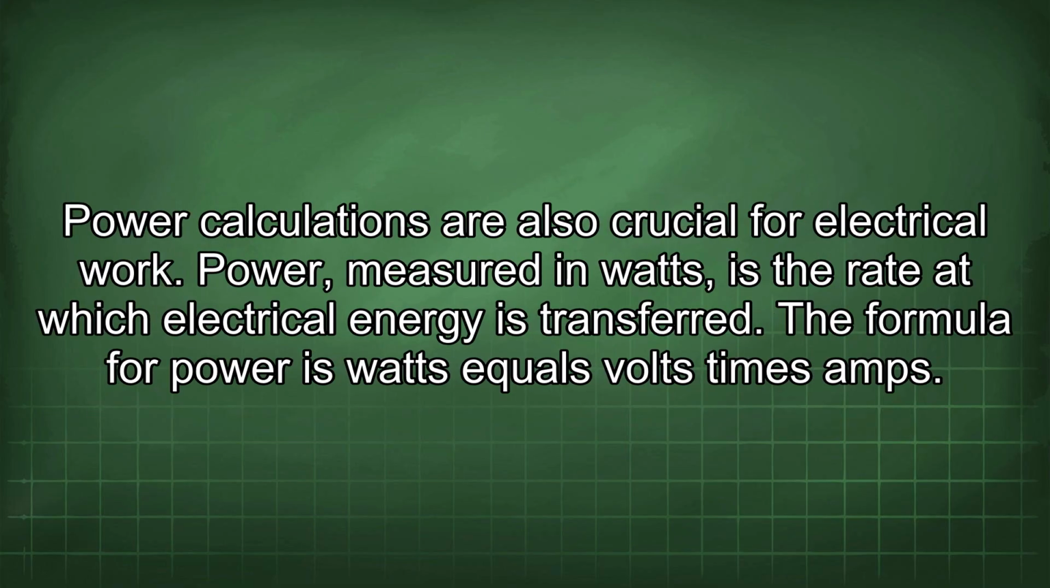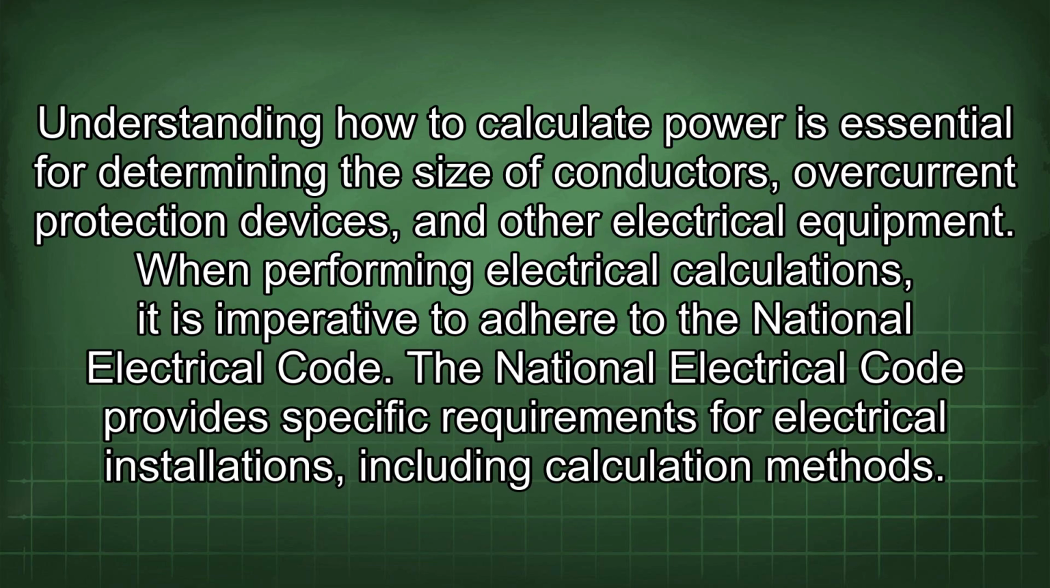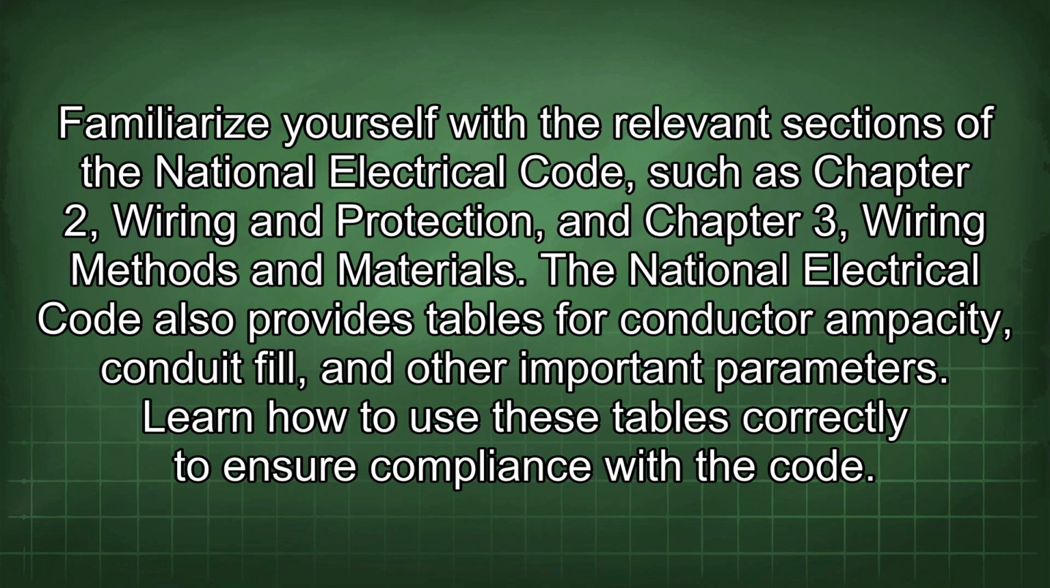Power calculations are also crucial for electrical work. Power, measured in watts, is the rate at which electrical energy is transferred. The formula for power is watts equals volts times amps. Understanding how to calculate power is essential for determining the size of conductors, overcurrent protection devices, and other electrical equipment. When performing electrical calculations, it is imperative to adhere to the National Electrical Code. The National Electrical Code provides specific requirements for electrical installations, including calculation methods. Familiarize yourself with the relevant sections of the National Electrical Code, such as Chapter 2, Wiring and Protection, and Chapter 3, Wiring Methods and Materials.